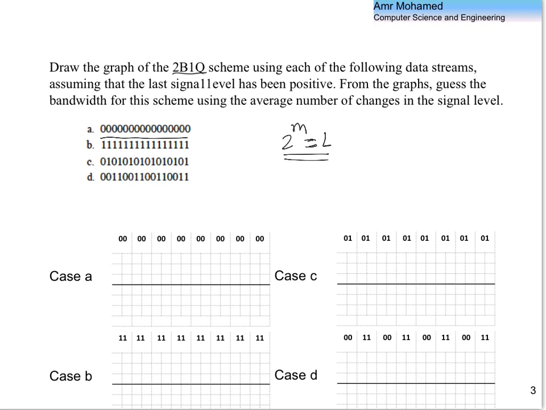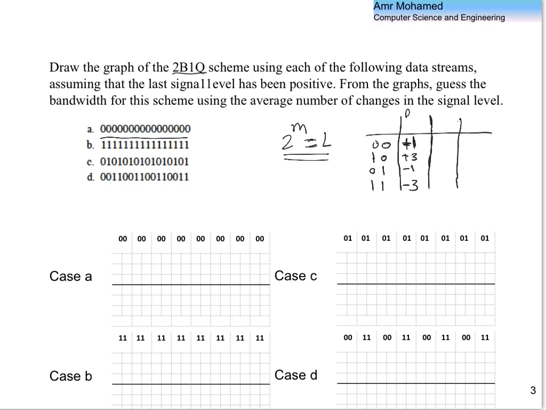For 2B1Q, the best way to start representing these data patterns is to first write the lookup table. As we have learned in class, the lookup table has two columns. We have four different bit representations: 00, 10, 01, and 11. You can assign any signal levels to these four bit representations. Let's start with positive 1, then positive 3, then negative 1, and then negative 3.